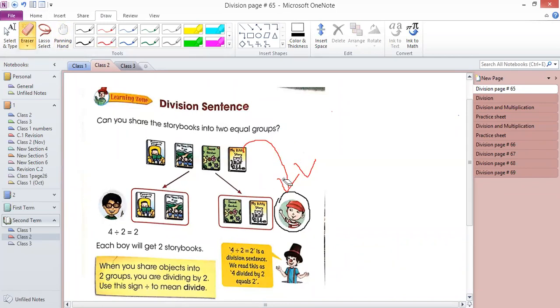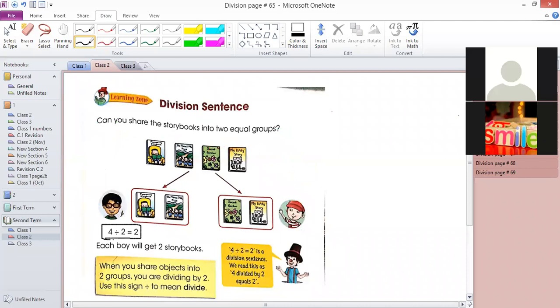So guys, I can say that 4 divided by 2 is equals to 2. This is called division sentence. 4 divided by 2 is a division sentence. We read this as 4 divided by 2 equals 2.